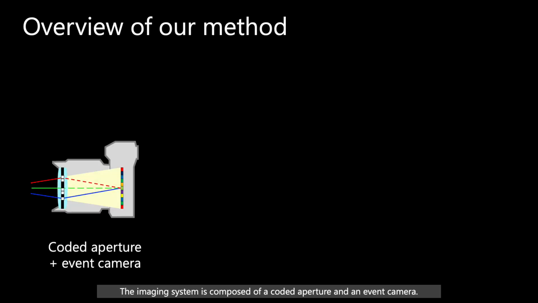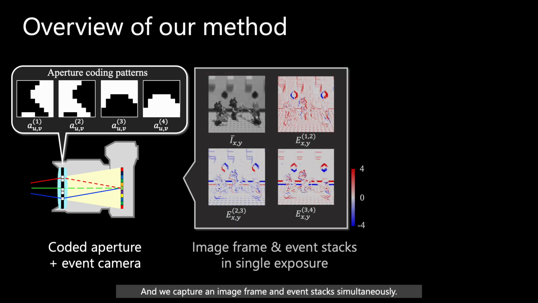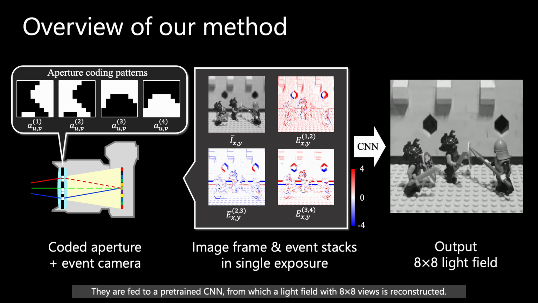This is an overview of our method. The imaging system is composed of a coded aperture and an event camera. We apply 4 aperture patterns in sequence during a single exposure, and we capture an image frame and event stack simultaneously. They are fed to a pre-trained CNN, from which a light field with 8x8 views is reconstructed.